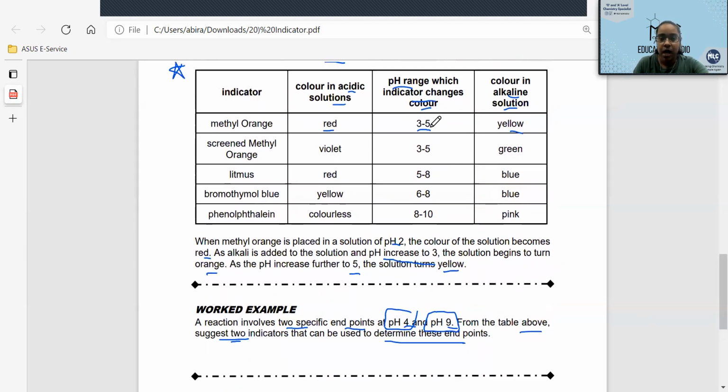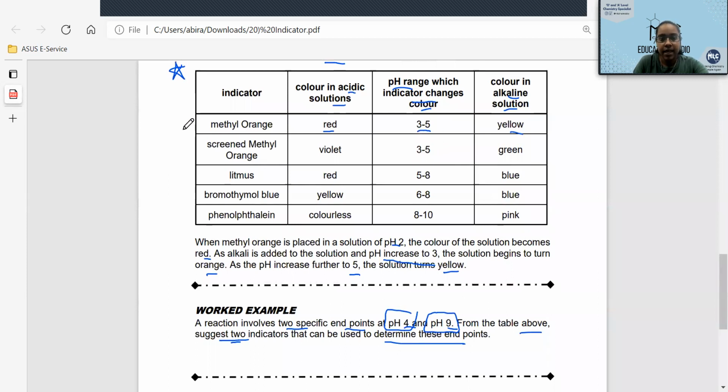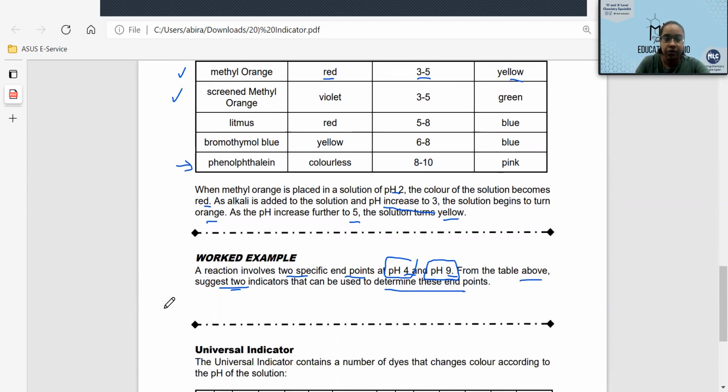So from looking at the table and looking at the pH range, I realized that I can either use methyl orange or screened methyl orange for pH 4 because the pH range is from 3 to 5. And for pH 9, I realized that the only indicator is phenolphthalein because the pH range is 8 to 10. So methyl orange and phenolphthalein.